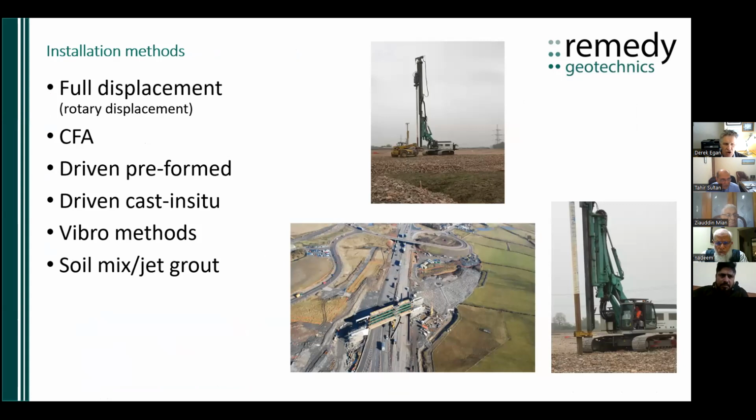As I've said, you can create the columns in many ways. They can be a full displacement system, like a rotary displacement system. They could use continuous flight auger piling. You could drive some sort of preformed either concrete or steel tube. You could use a driven cast in situ technique, which is what this was here for a road embankment. You could use vibratory methods, vibrated steel tubes, or even you could consider vibro concrete columns as a form of rigid inclusion. And you could use soil mixing or jet grouting to form a column.